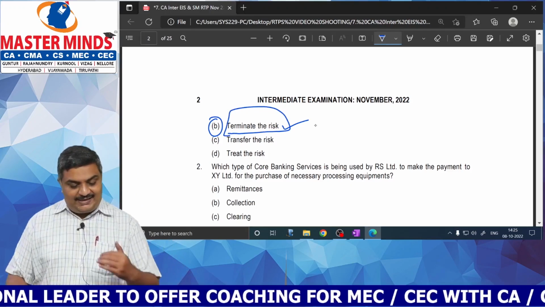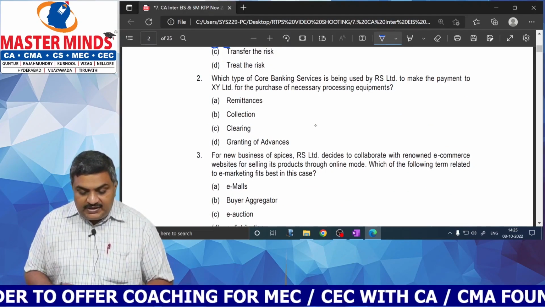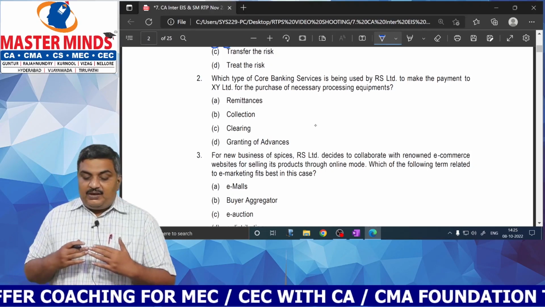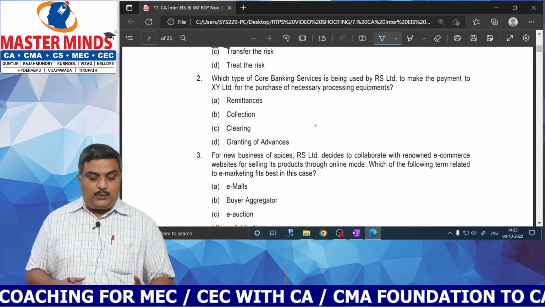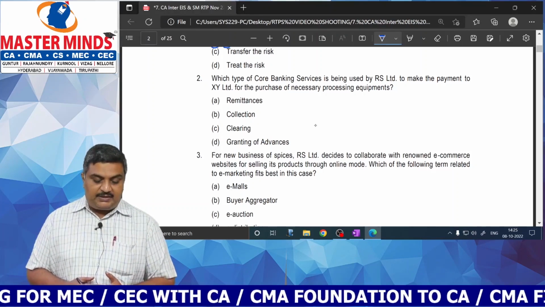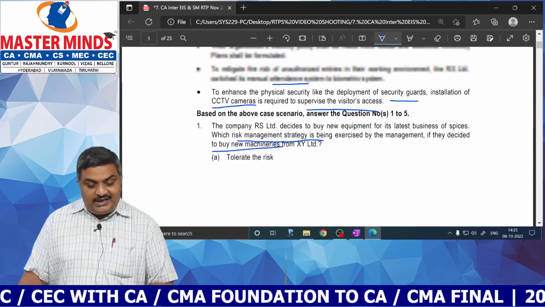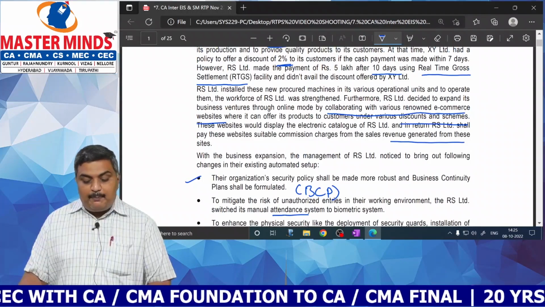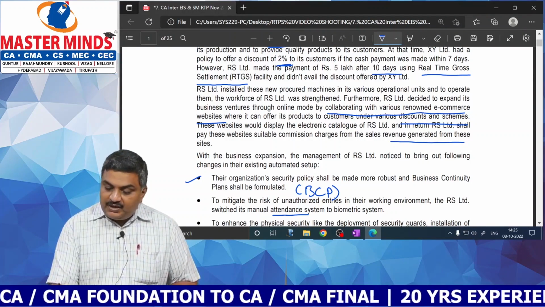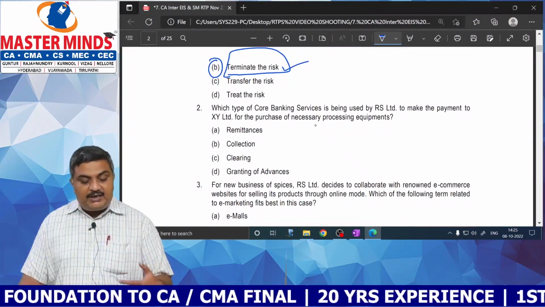Now what is the next MCQ? Which type of core banking services is being used by RS Limited to make the payment to XY Limited for the purchase of necessary processing equipment? So here in the case study it is given that the RS Limited paid to XY Limited using RTGS, okay, real-time gross settlement. So this RTGS is a kind of remittance system.